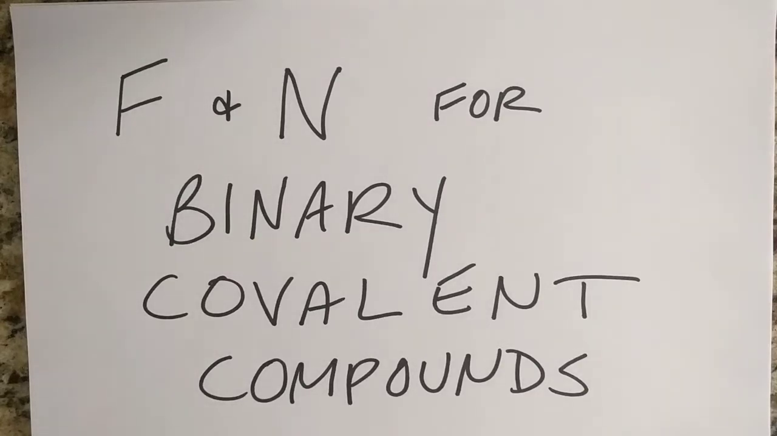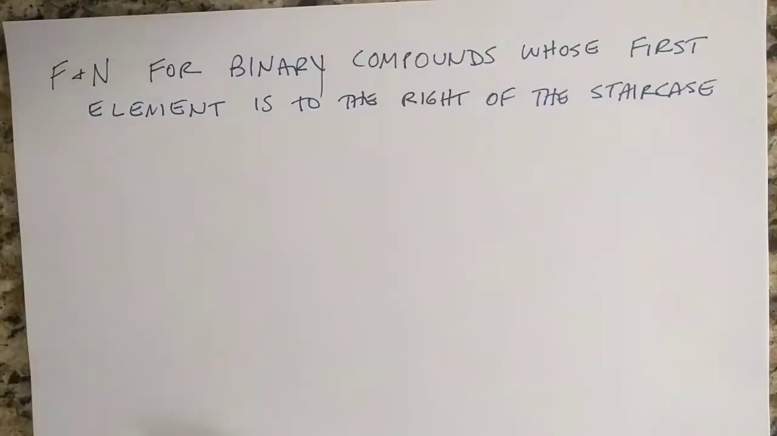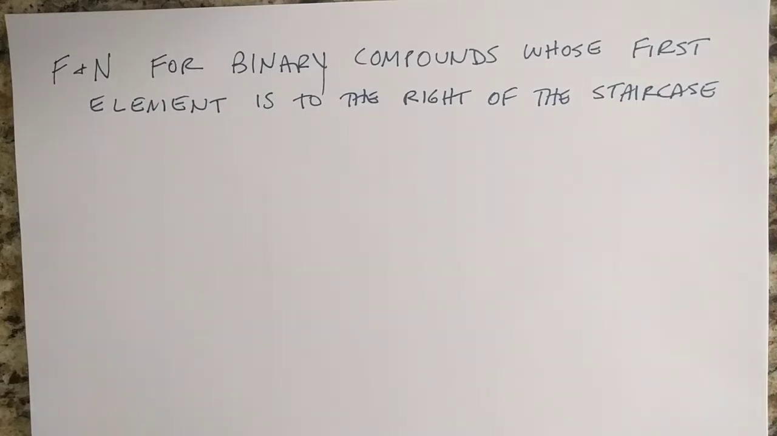This lesson is on FNN, which stands for Formulas and Nomenclature for Binary Covalent Compounds. All right, so we are looking at binary compounds whose first element is to the right of the staircase. For today, the only thing that you'll need is a periodic table.